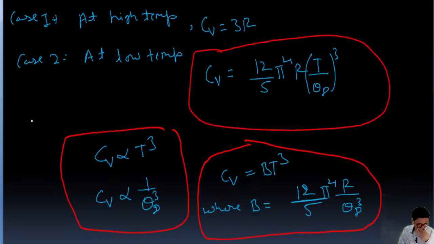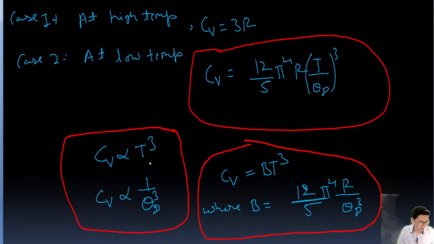Now this Debye theory has successfully explained the specific heat of solids. At high temperature we can see it matches the experimental values: Cv is constant, that is 3R, and at low temperature Cv is proportional to T cube, which are the experimental values, and Debye theory explained it successfully.